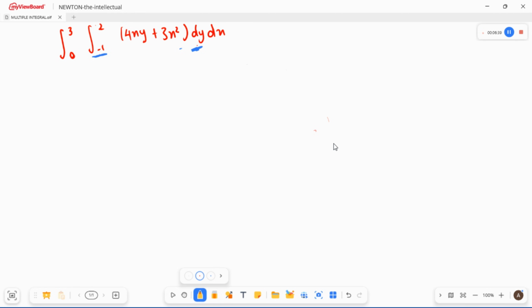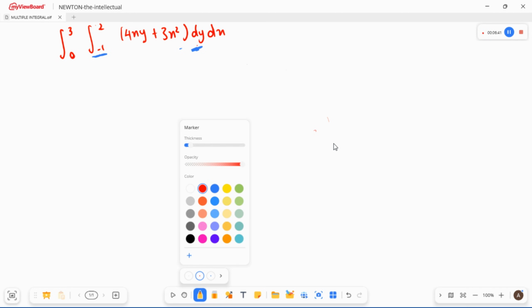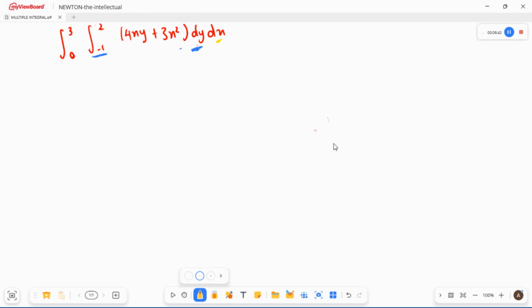Because dy is first here, it means that this integral from 2 to -1 is for dy, right? Then for dx, we have the integral from 0 to 3, right? So now what we're going to do is solve for this part, then we input it back and solve for the second part. So we'll bring out the first part. We have the integral from -1 to 2 of 4xy plus 3x squared dy.